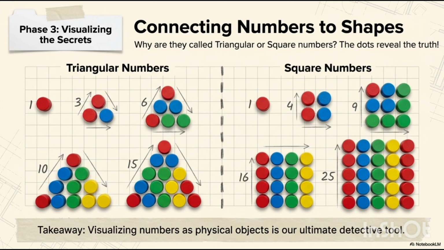Now moving on to square numbers. Just like triangular numbers can be arranged into triangles, these square numbers can also be arranged into squares. First is 1, then 4, 9, 16 and 25. Now what is the order here?